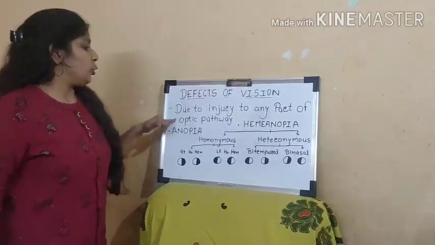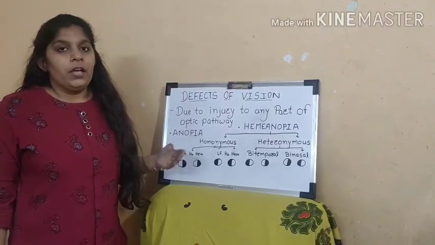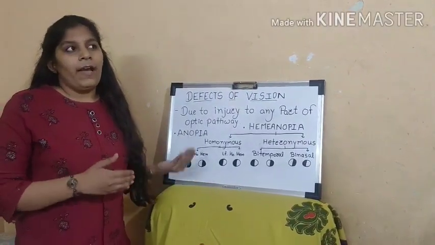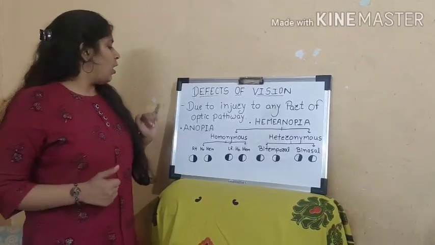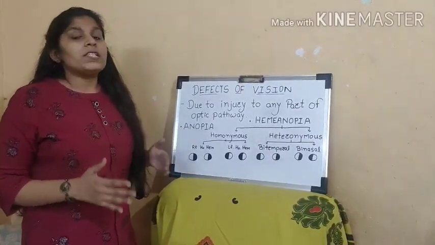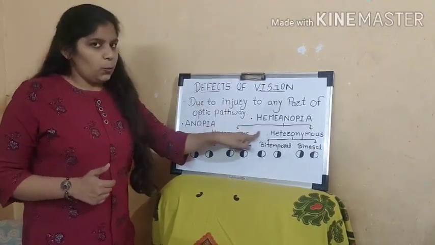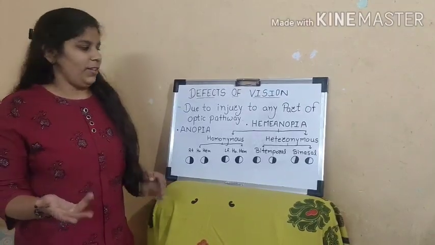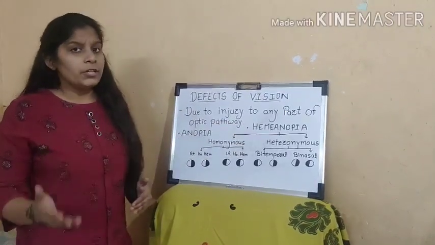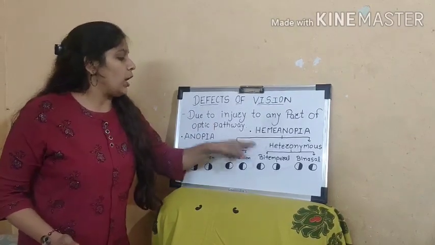Defects of vision occur due to injury to any part of the optic pathway. The defect may vary according to the site of injury, location of injury, and extent of injury. See anopia. Anopia means complete loss of vision in one visual field. And hemianopia. Hemianopia means loss of vision in one half of the visual field. Hemianopia is again divided into two types: homonymous hemianopia and heteronymous hemianopia.